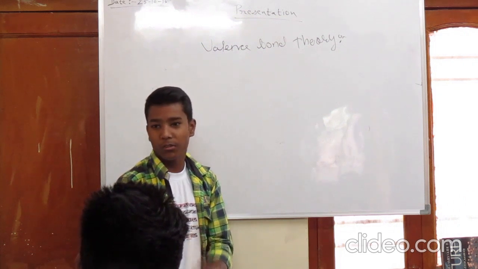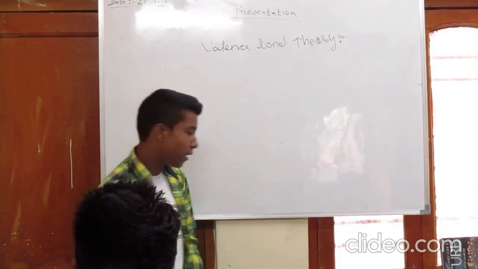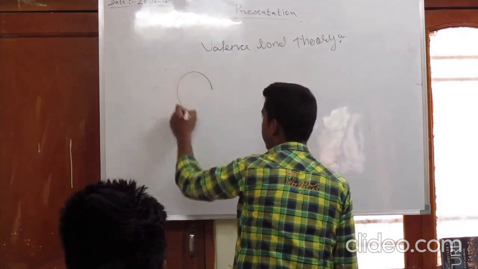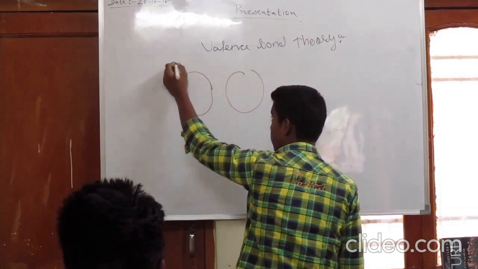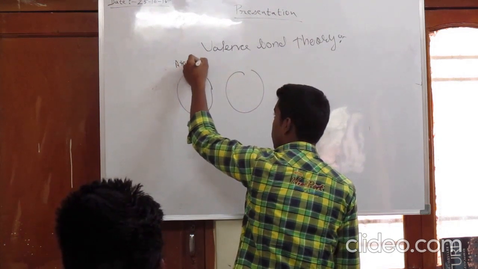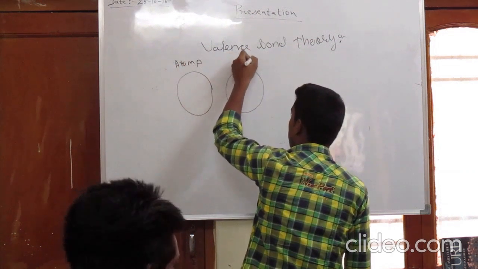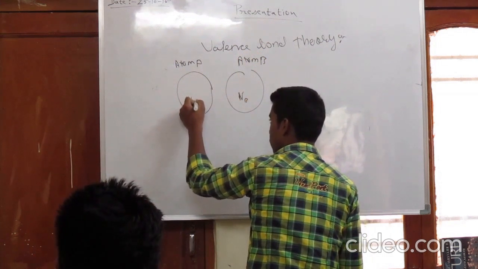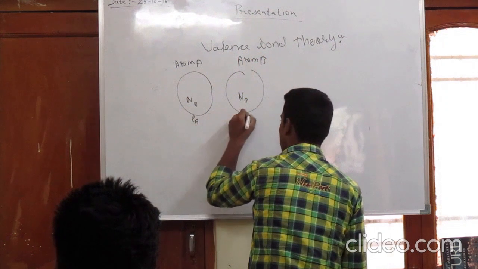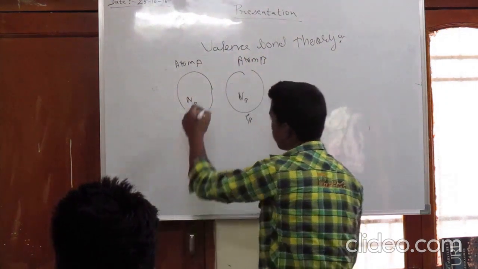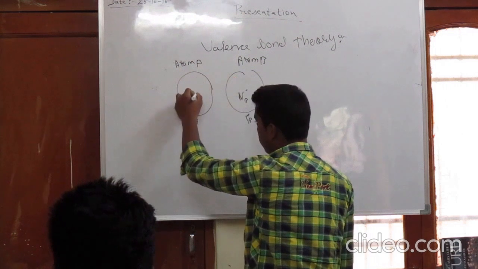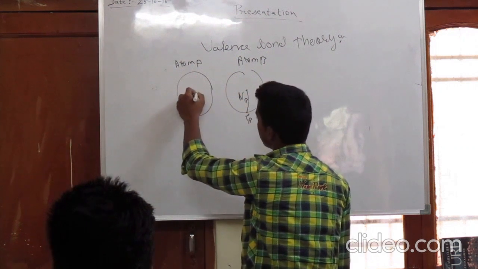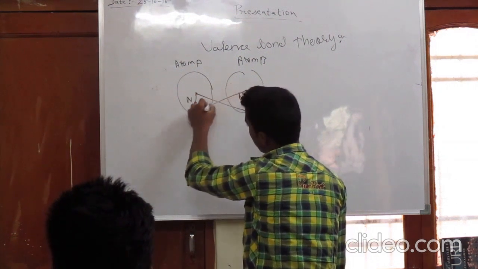Due to this, two forces will arise. First, attractive force. Attractive force will arise between the nucleus of A and the electron of A, the nucleus of B and the electron of B, the nucleus of A and the electron of B, and the nucleus of B and the electron of A.